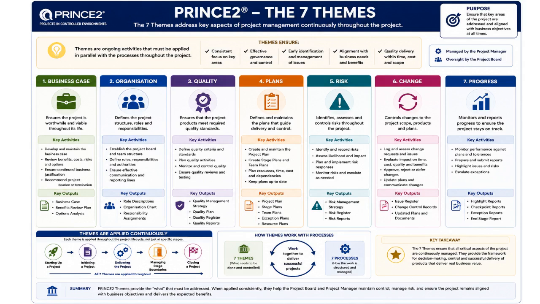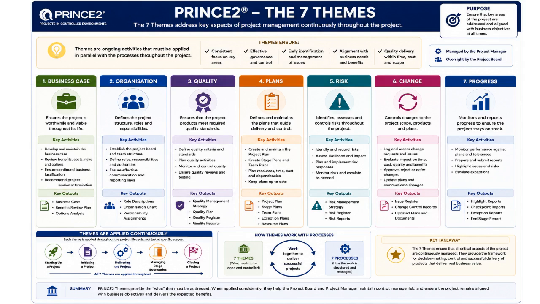The diagram at the bottom left of the slide reinforces an important point. The themes are applied continuously throughout every stage of the project lifecycle, from starting up a project through to project closure. They are not isolated activities that happen once. They remain active throughout delivery.